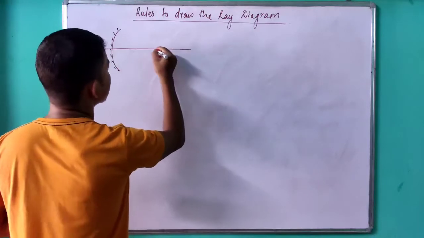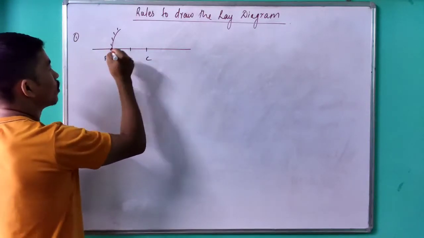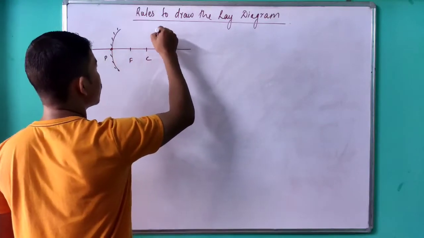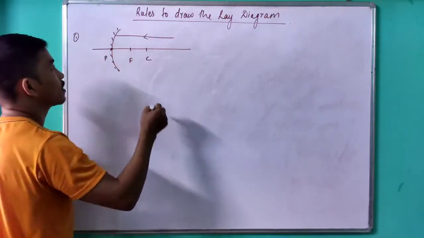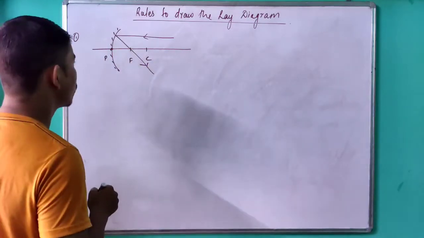Okay, so this is the principal axis, this is the center of curvature, this one is the focus and this one is the pole. Rule number one says that if any ray is coming parallel to the principal axis, after reflection it will pass through the focus. So that is the first rule you must remember.